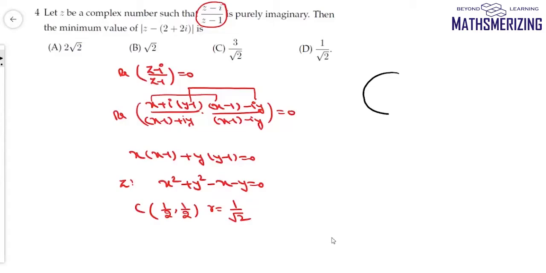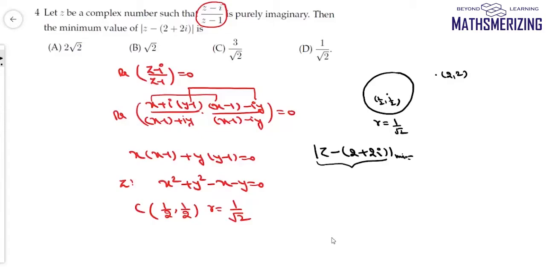Now for this circle whose center is at (1 by 2, 1 by 2) and whose radius is 1 by root 2, we are given a point which is (2, 2). Now we need to find the minimum value of mod of z minus (2 plus 2 iota), then it simply means we have to find the point which is closest to this given point. Basically in complex numbers, the modulus value is the distance between two numbers. So in this case, mod of z minus (2 plus 2 iota) is the distance of points on this circle from this given point which is 2 plus 2 iota.